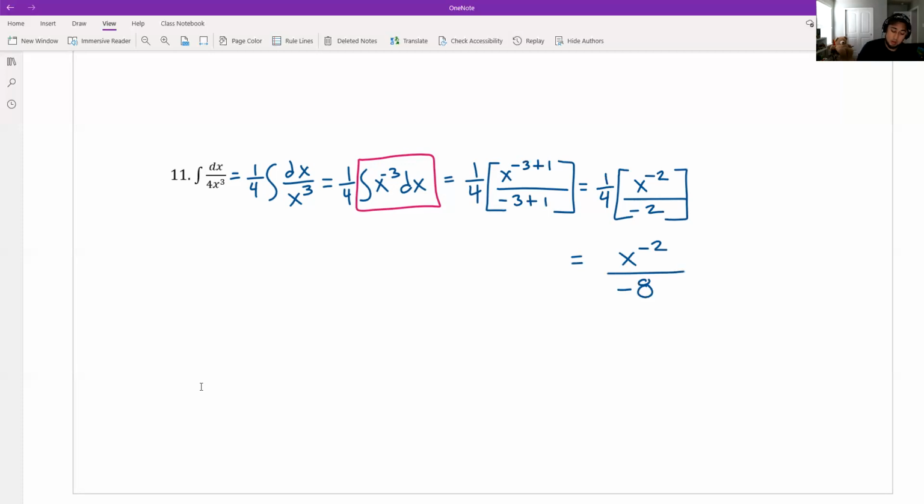Okay. I don't like negatives in my denominator, so I'm going to rewrite it as -x to the -2 over 8. And this one is done. Plus c. That should be good enough for my math lab. But remember, you can always be better and rewrite this as -1 over 8x squared plus c.